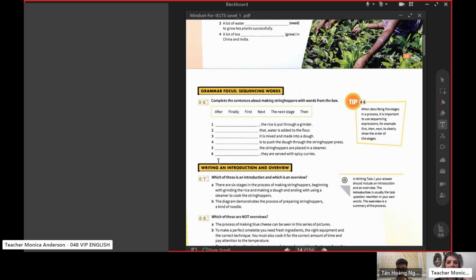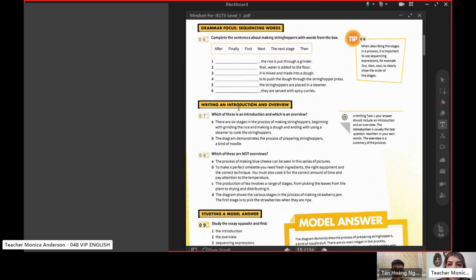Very good. So as you can see, we have first, and after that, then or next, and after that we have, for example, the next stage, and finally. Of course we can use them again and again. For example, sometimes I need to use then more than 2 times. So it depends on my writing, of course. Well, and now this part, okay, writing an introduction and overview. Now you know how to write an introduction and how to write an overview for a process diagram. Well, which of these is an introduction and which is an overview? A or B?